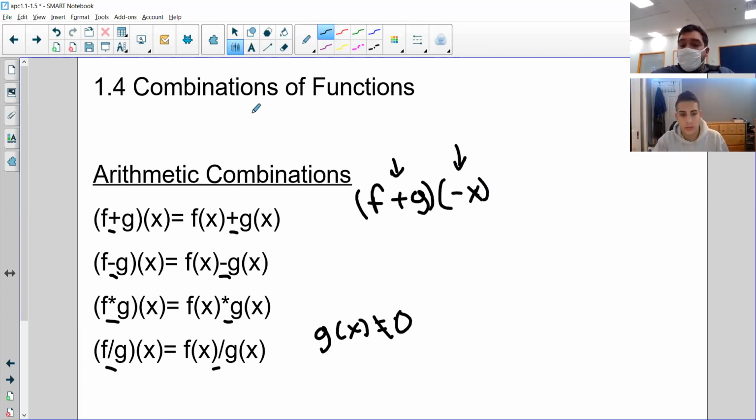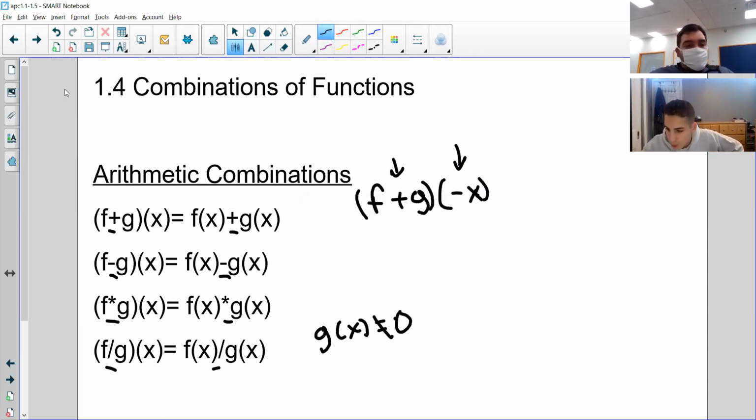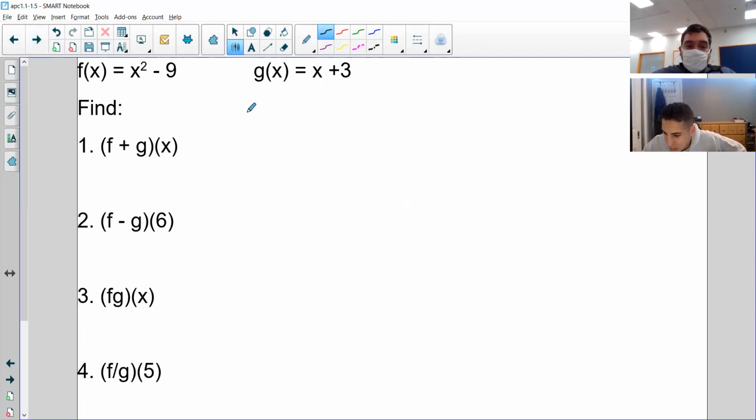Anyone still need writing this down? I just want to make sure you are ready. Okay, so copy this down. This is your f of x and g of x. We'll use this for all 4 problems here.